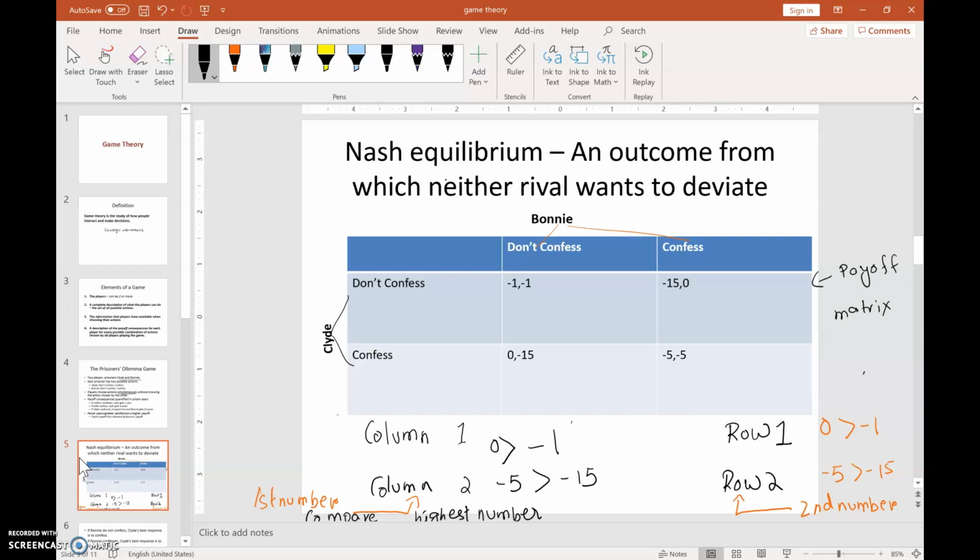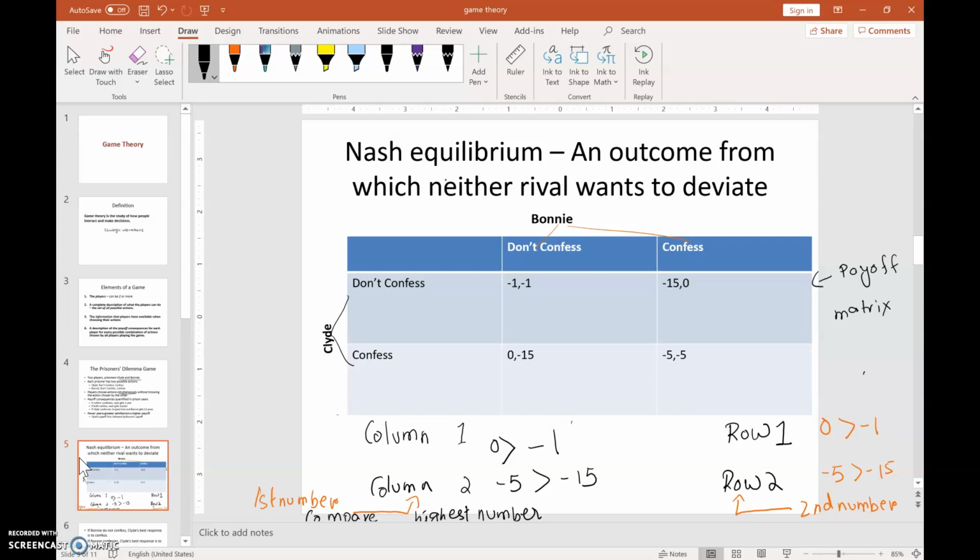Clyde can choose to not confess or confess. Bonnie can choose to not confess or confess. The first number in each of these boxes is for the person on the left, who is Clyde, and the second number in each of these boxes is for the person on top, who is Bonnie.